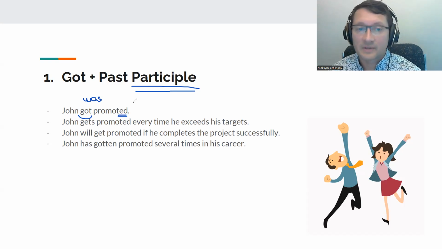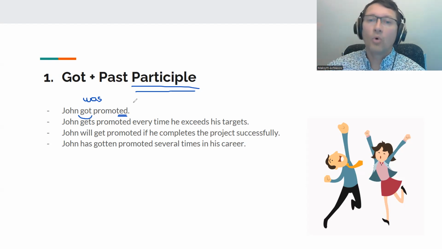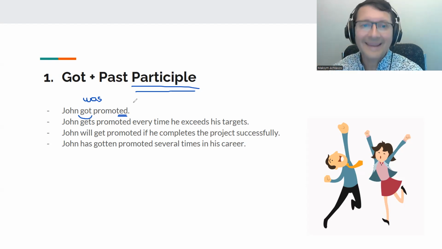You could also use the same structure, but not necessarily in the past. You could also use present simple. For example, John gets promoted every time he exceeds his targets or he does more than expected. Gets promoted. You could also use the modal verb will with the word get, so it actually refers to the future, as you know. John will get promoted if he completes the project successfully.